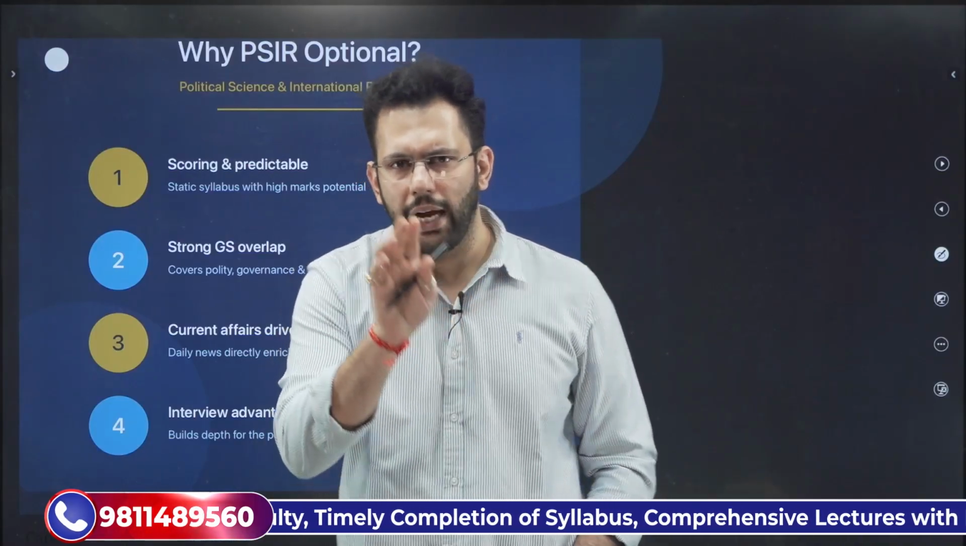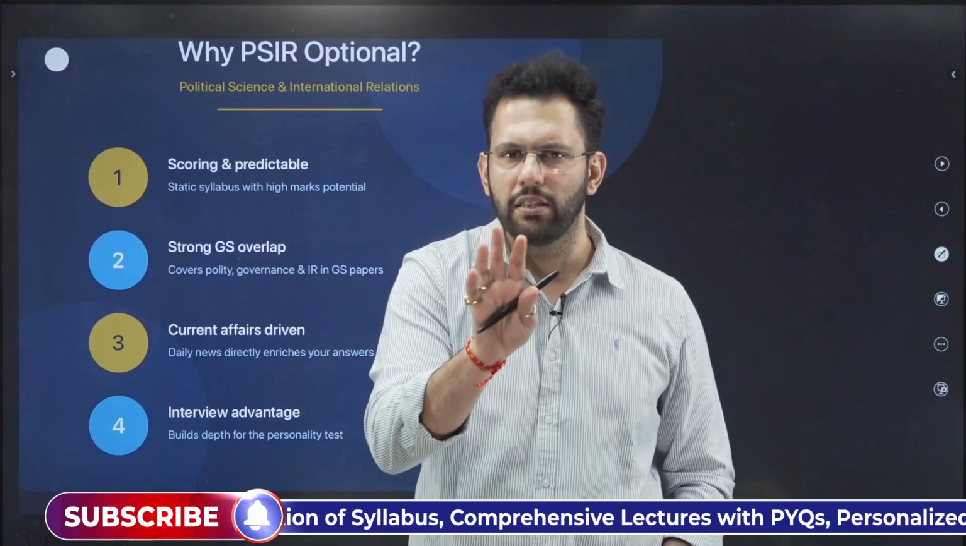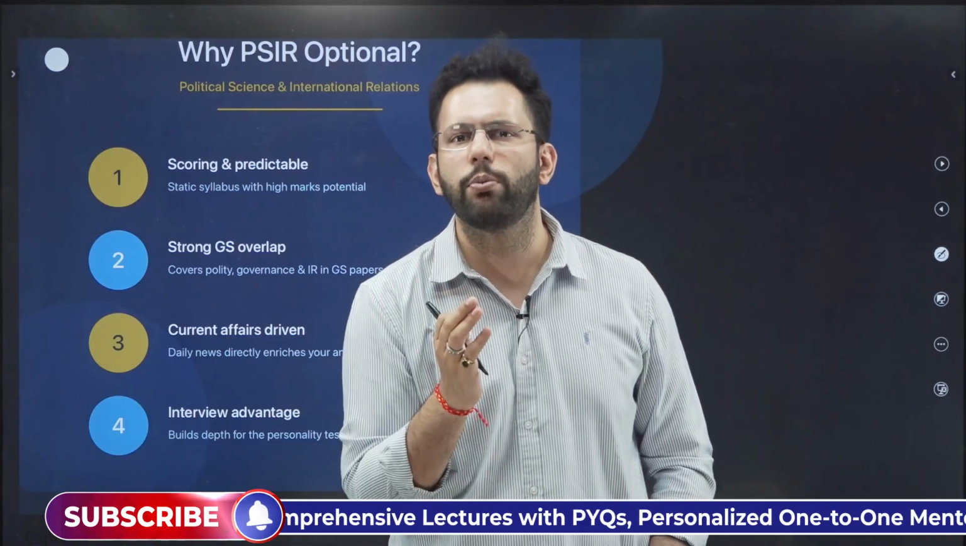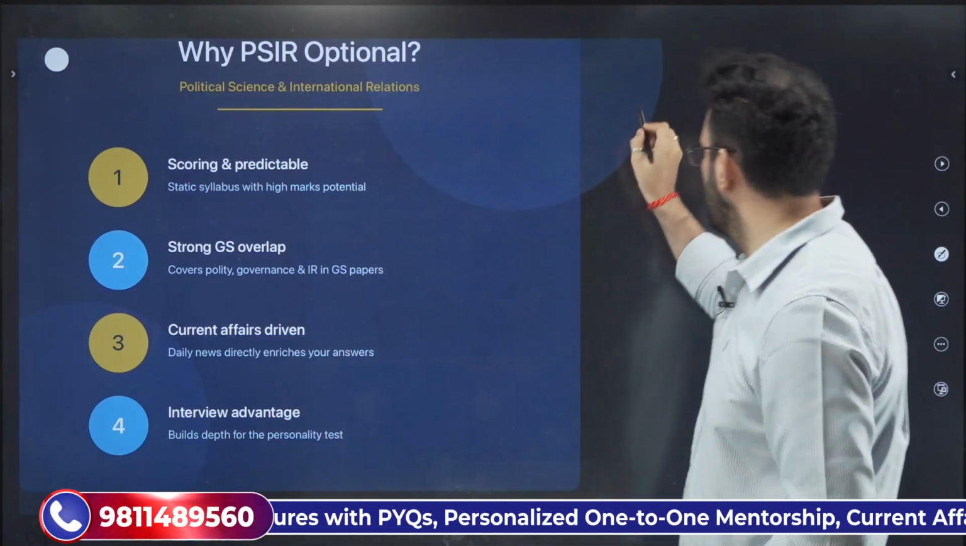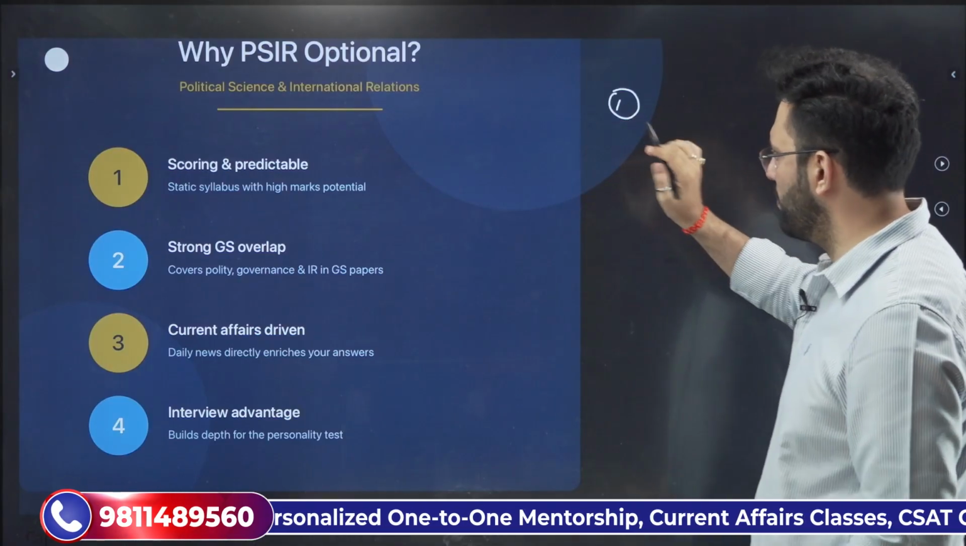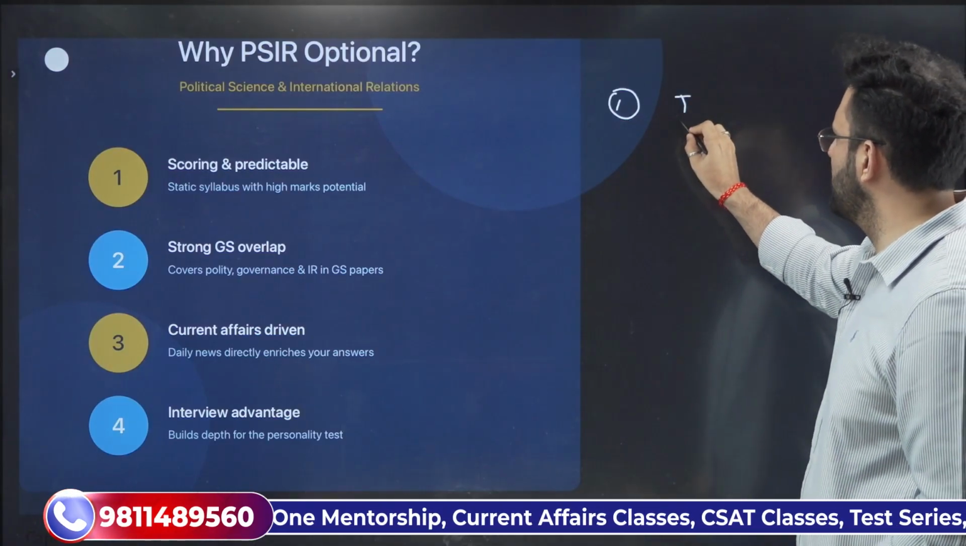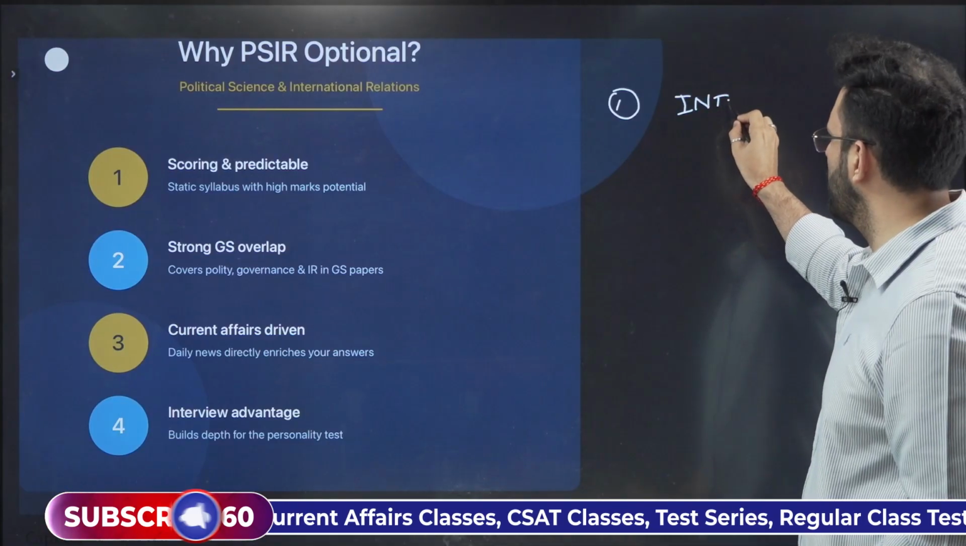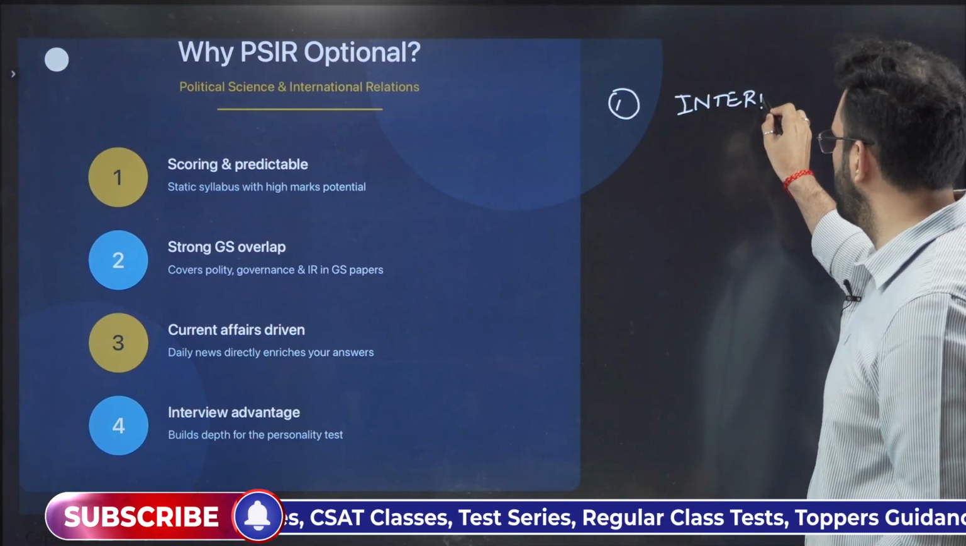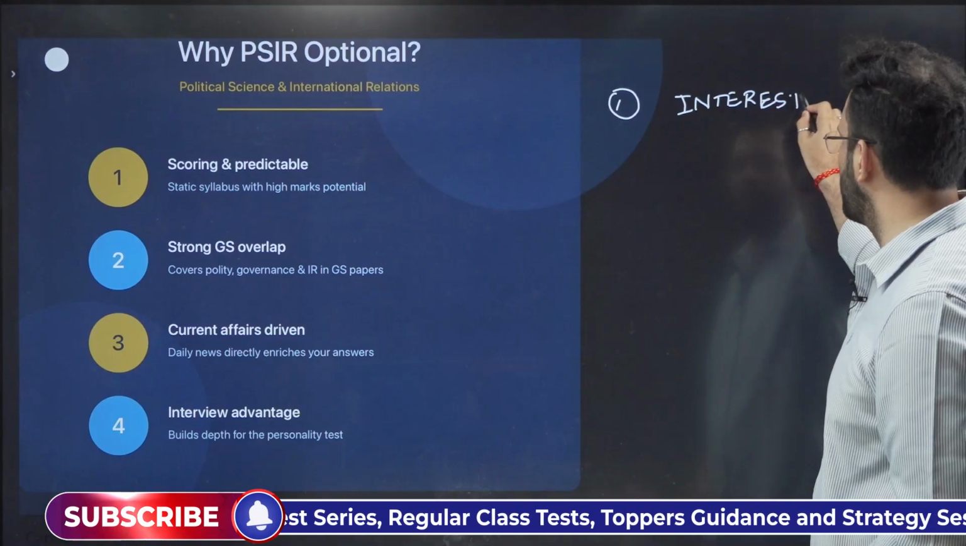Your optional picking guide should have 3 deliberate things that you should keep in mind while selecting an optional. And the first thing that you should keep in mind while selecting the optional is the level of interest. The first thing that you will keep in mind is the level of interest.